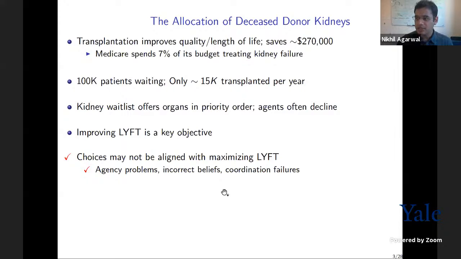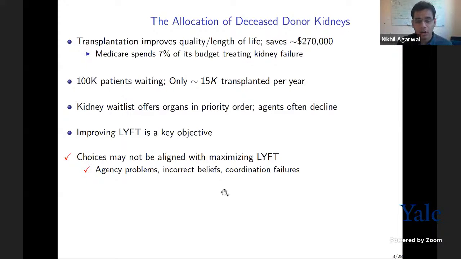And the reason why these patients are declining these organs is because if you decline an organ, maybe in a week, in 2 weeks, a month, you might get a different organ that you might prefer more. And so what we want to do is to match patients to organs that are going to improve their outcomes, LYFT being the one that we'll focus on today. Now, I want to pause here and think about whether or not choices are going to be aligned with maximizing LYFT.